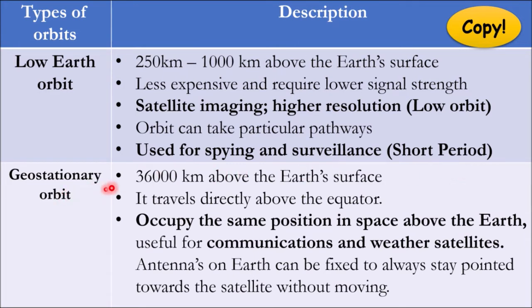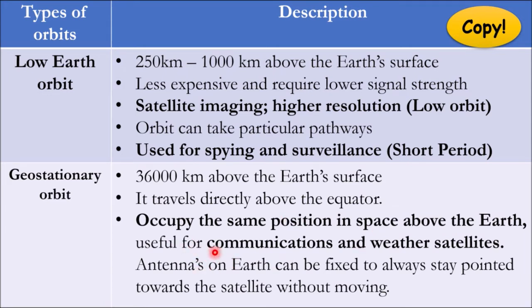While a geostationary orbit usually just travels directly above the equator, so an equatorial orbit. It occupies the same position in space above Earth, meaning if it's above Australia, it will continue to rotate around the planet, but it will always be above Australia because we are rotating at the same speed, effectively.